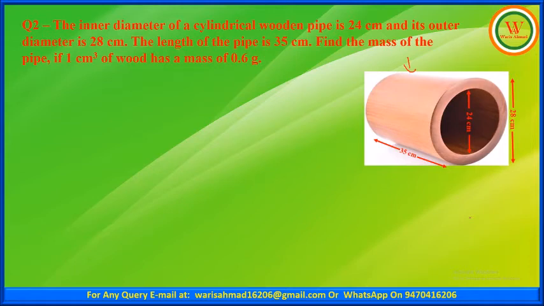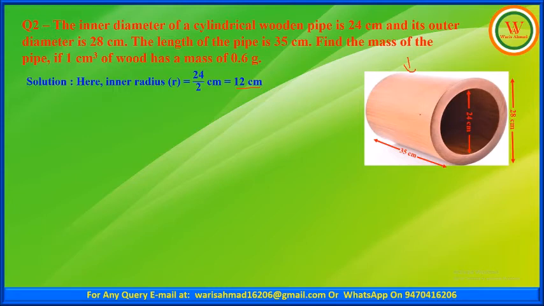Now let us see the solution of this question. In solution, first of all, we have to write the inner radius. Since the inner diameter is given 24 centimeter, so the inner radius will be equal to 24 upon 2 centimeter. So here we can write inner radius small r, that is equal to 24 upon 2 centimeter, and that will be equal to 12 centimeter. So we got the inner radius of this pipe.